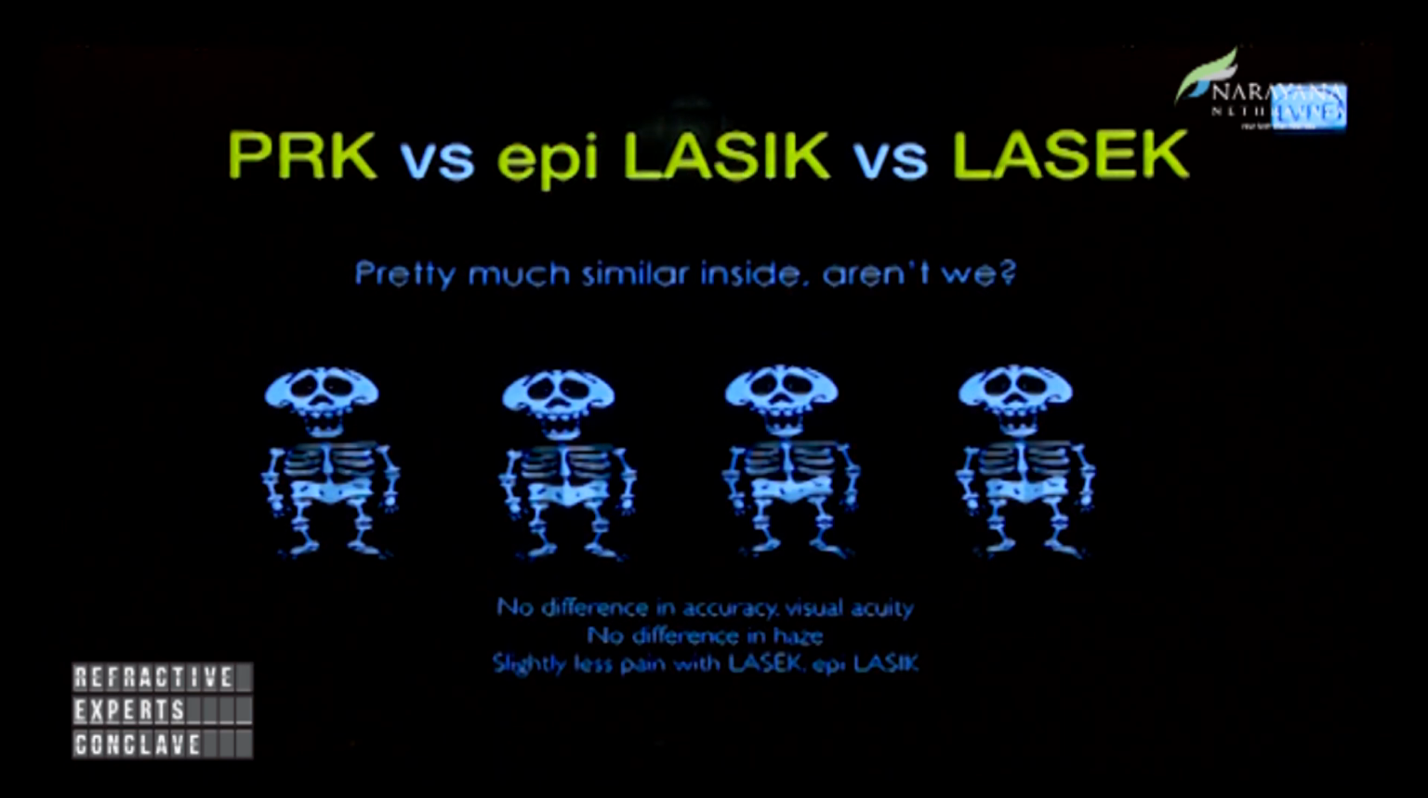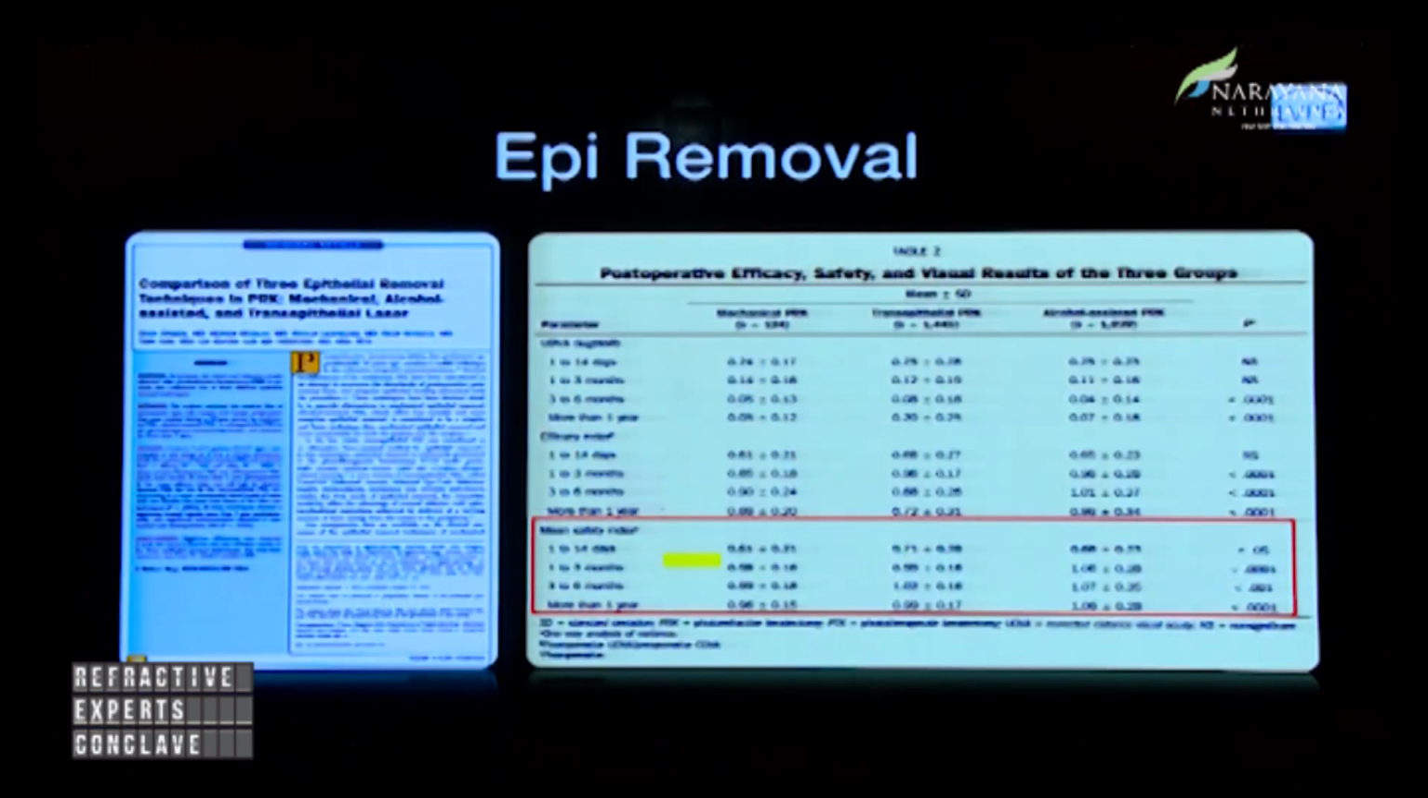Now, why is all of this important? What is important to note is the fact that PRK, Epi LASIK, and LASEK have the same outcome from the point of view of vision, which is what is important. There is no difference in the accuracy of correction as well in all of these three methods. So, now there are a couple of articles that I'd like you to look at, and one of these is a comparison of three epithelial removal techniques: trans PRK, that is using the laser, mechanical debridement, and alcohol assisted. And if you look at the safety of all of these at the end of 1 year, it is exactly the same. All of these methods seem to have the same kind of safety index from the point of removal of the epithelium.